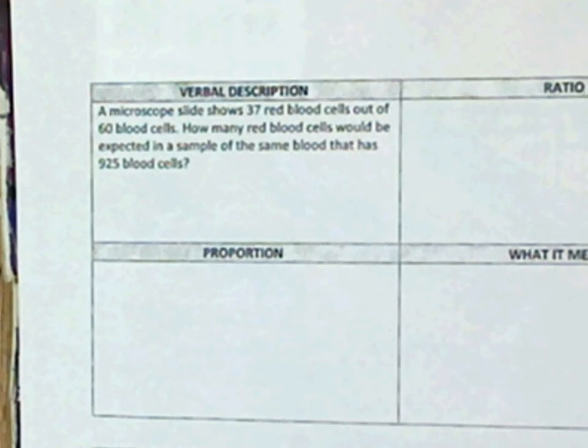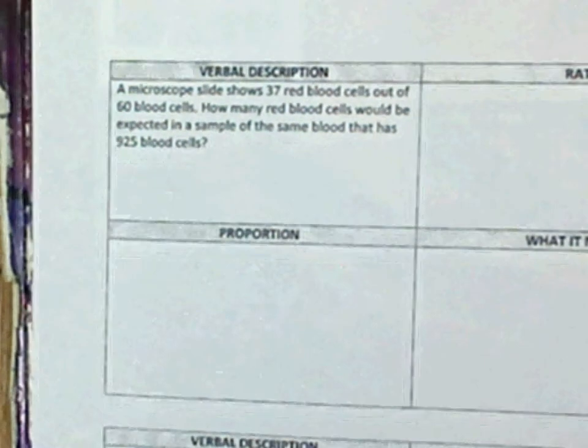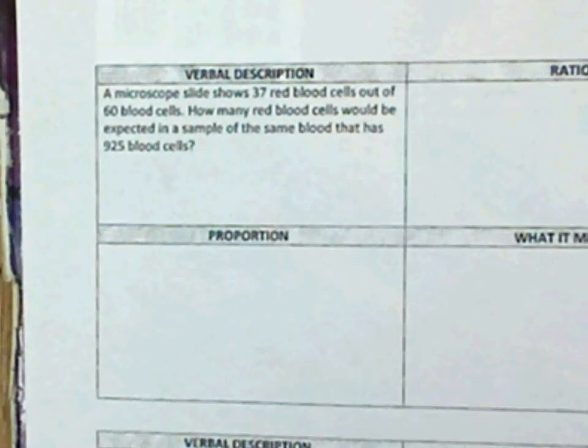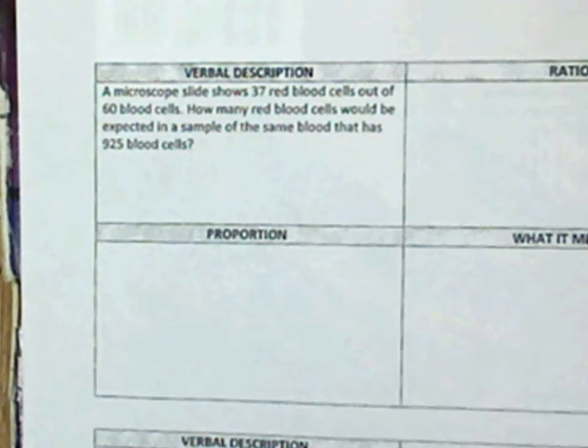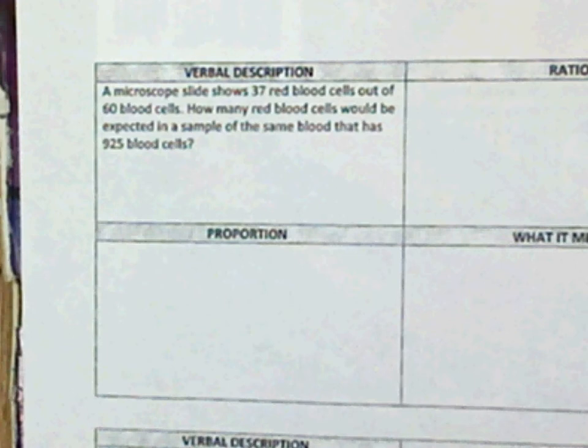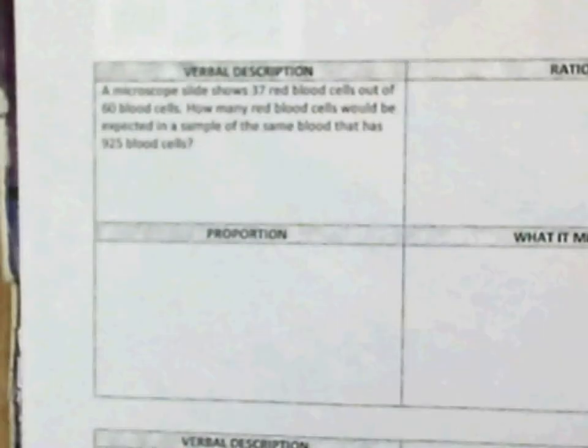Let's take a look at the reverse side, the next page, a microscope. So who wants to read this one? A microscope slide. Go ahead, Suzanne. A microscope slide shows 37 red blood cells out of 60 blood cells. How many red blood cells would be expected in a sample of the same blood that has 925 blood cells? Ooh, we're going to try to get this thing in focus. Doesn't really do much. Okay.